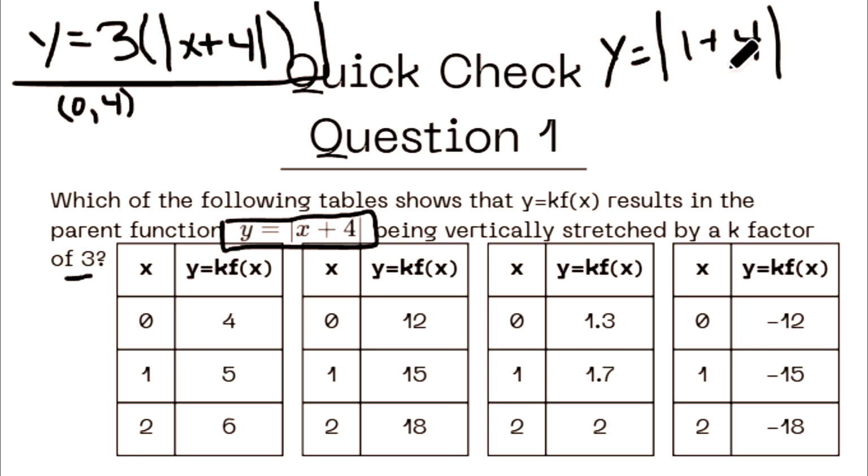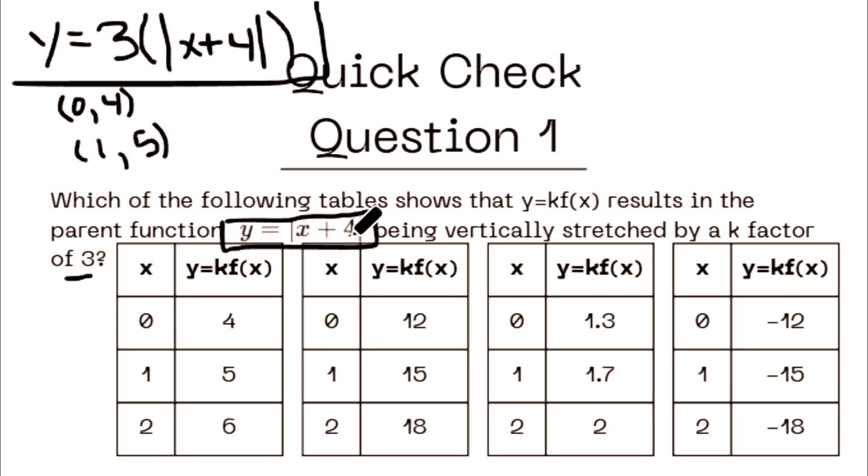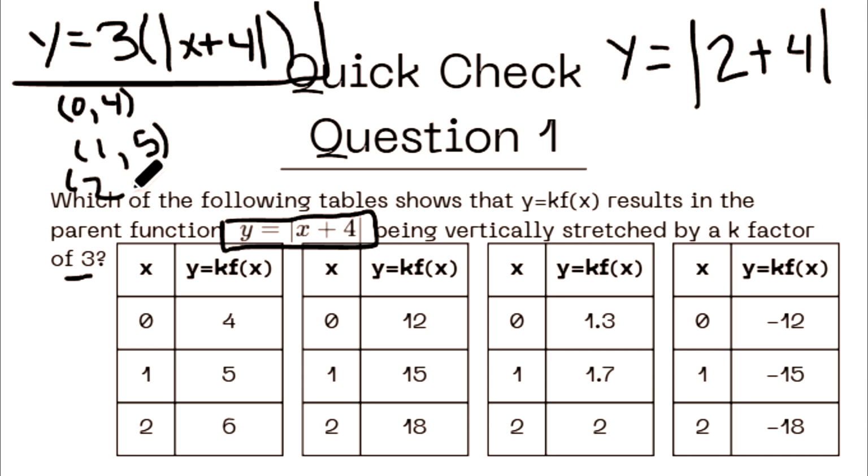So 1 plus 4 is 5. The absolute value is 5. So our next coordinate point is going to be 1, 5. One of these tables, it looks like, is showing us the information for the parent function, for the initial function. Okay. Let's do the last one. y is equal to the absolute value of our last x value plus 4, which gives us 6. So our last one is going to be 2, 6. Okay. So it cannot be this table.